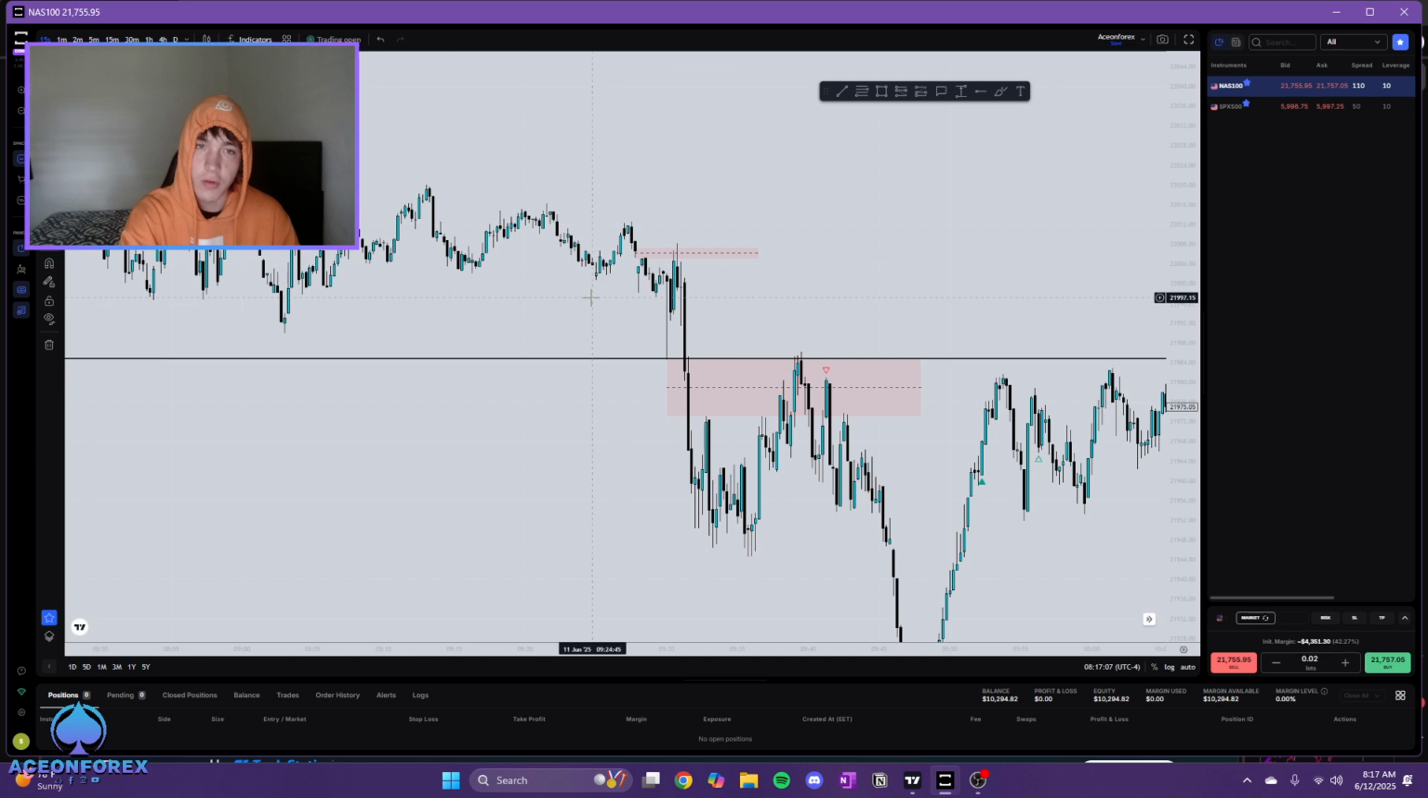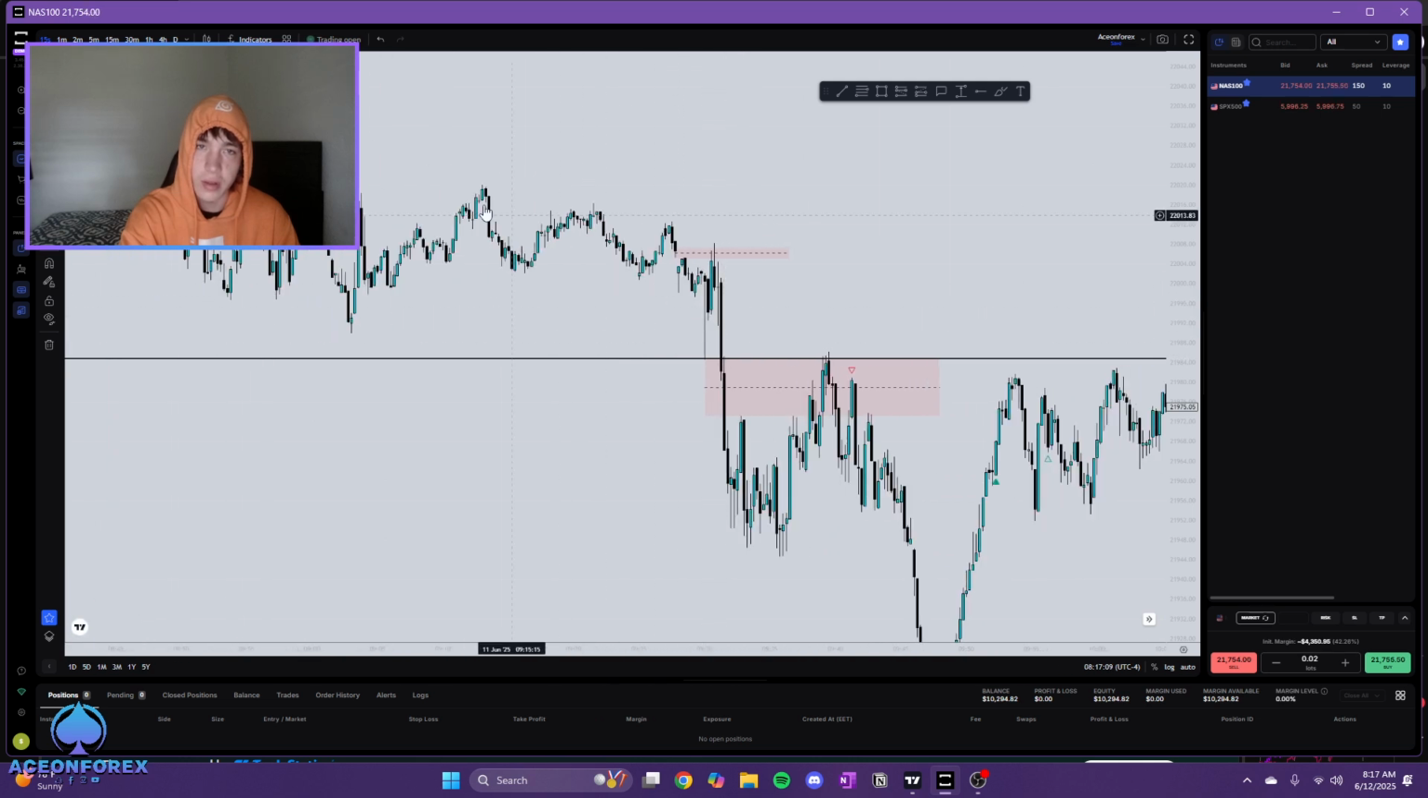Because we still didn't shift structure. Looking back, we didn't really shift structure yet. Because this is a swing, this is this, and then this is a newer low, and we failed to create a newer high. And also we failed to create a newer low. So now we're trading inside this range.